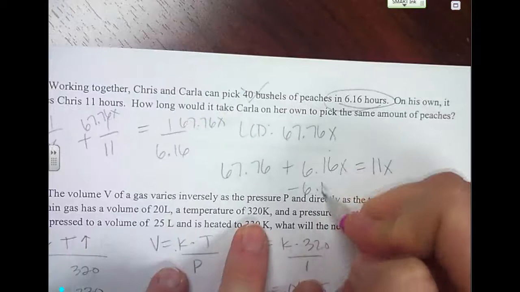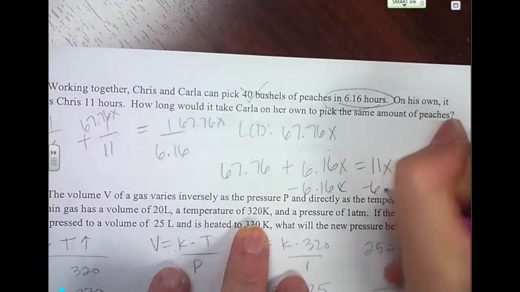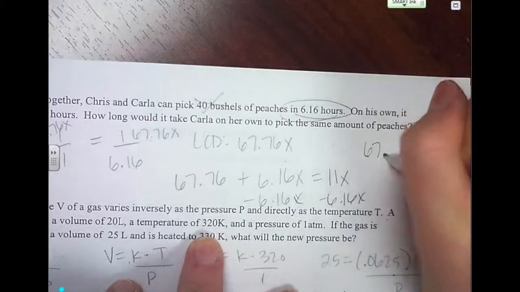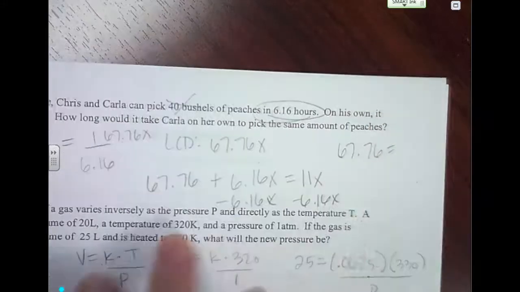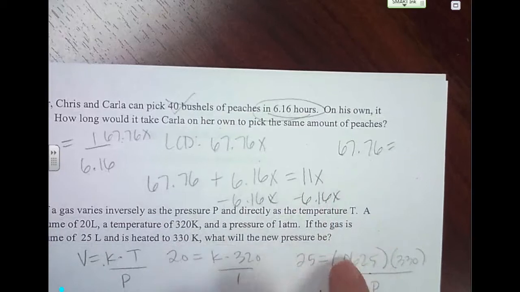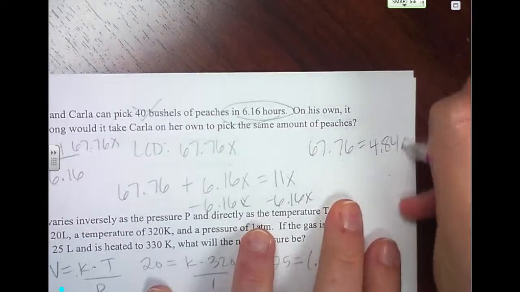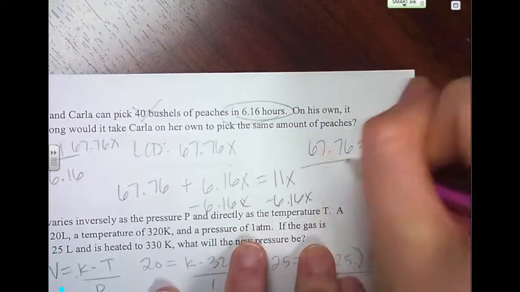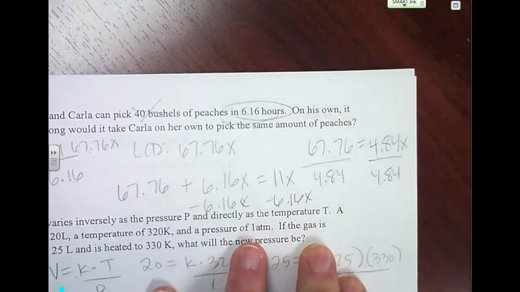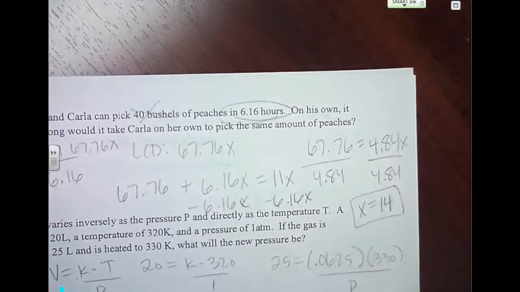So subtract 67.76x. 67.76 equals 11 minus 6.16, 4.84x, and divide. So x equals 14. Okay, so I know I went, oh, I have one more, sorry.